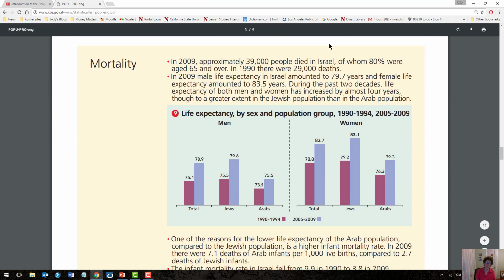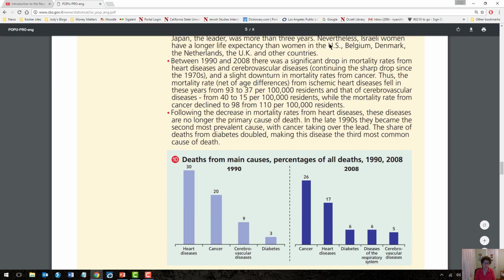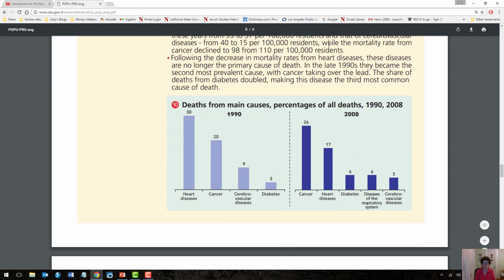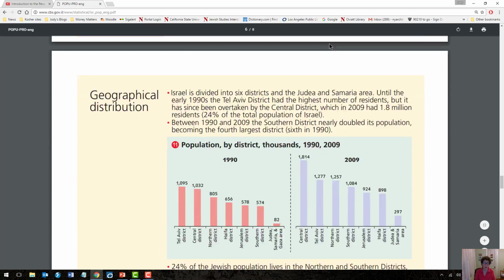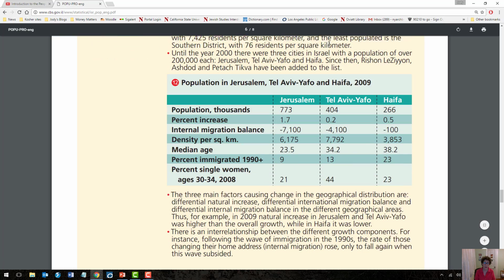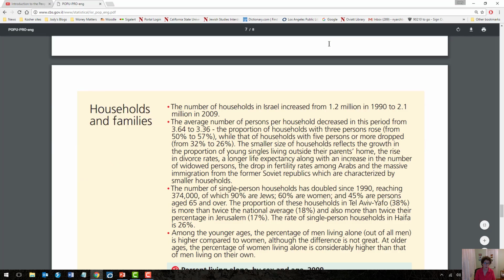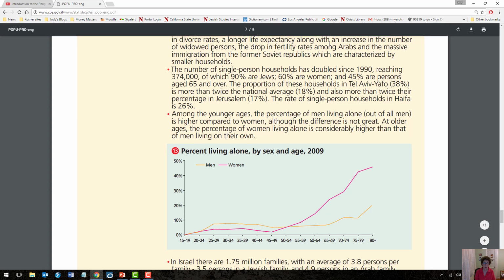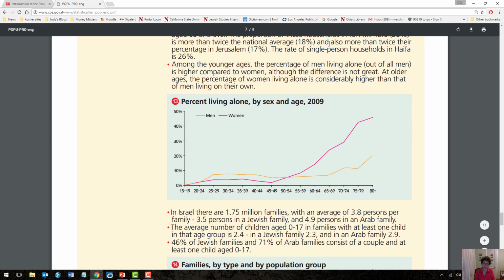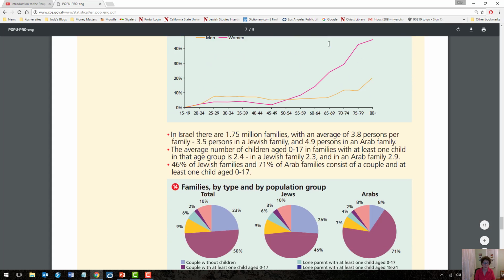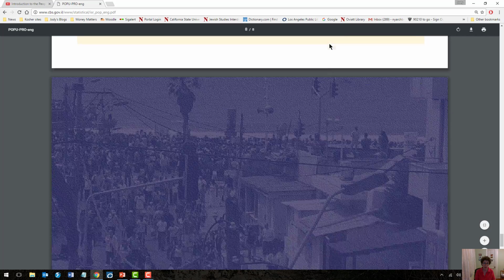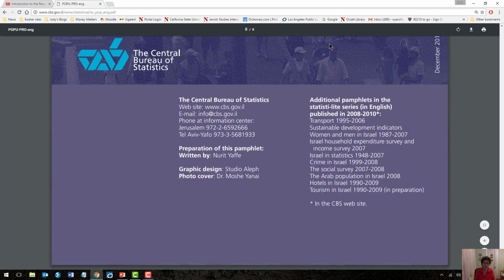Now, the rest of this little statistical document has stuff on mortality, death rates, why people are dying, where they're living, population, and so on, households and families. Living alone, look, more people are living alone, and so on, family types, and so on. So you can go back to this and enjoy reading it on your own. That's it.